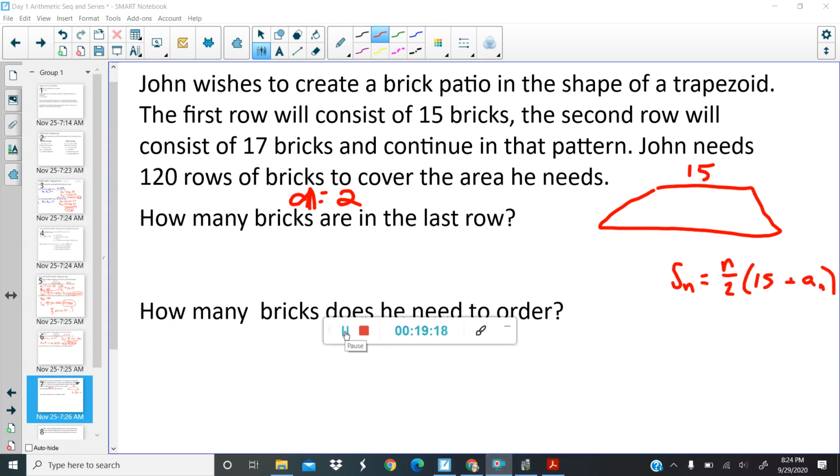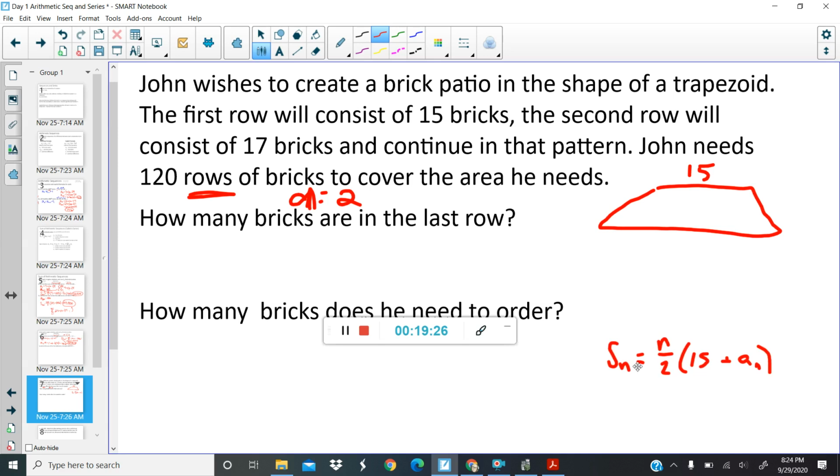Okay, I think I said that wrong. He actually needs 120 rows of bricks, not 120 actual bricks. So the S sub n stuff is actually going to go down here where we're trying to figure out how many total bricks he needs. But the first thing we need to figure out is just how many bricks does he need in the last row. And it tells us that there are 120 rows. So that's where we have to use that explicit formula.